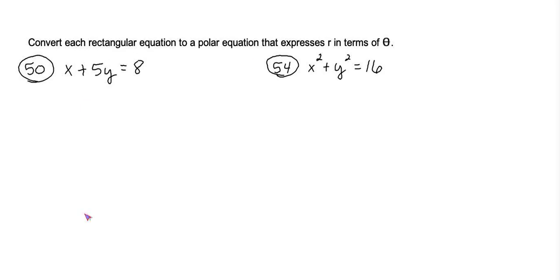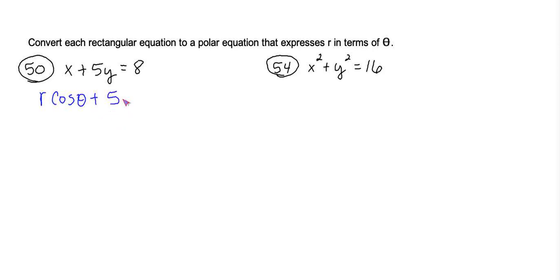Okay, hang with me, we're almost there. I have these two examples to convert each rectangular equation into a polar equation that expresses r in terms of theta. So, beginning with number 50, what I want to remind you is that x is r cosine theta. So I'm going to make that substitution. X is r cosine theta.